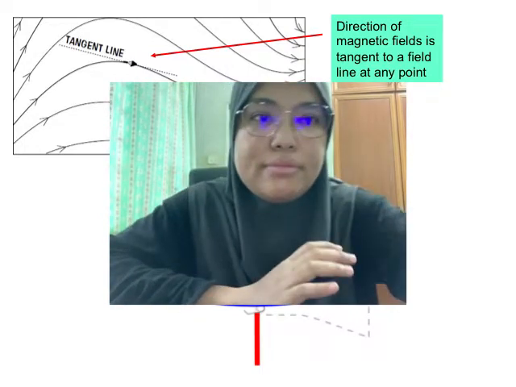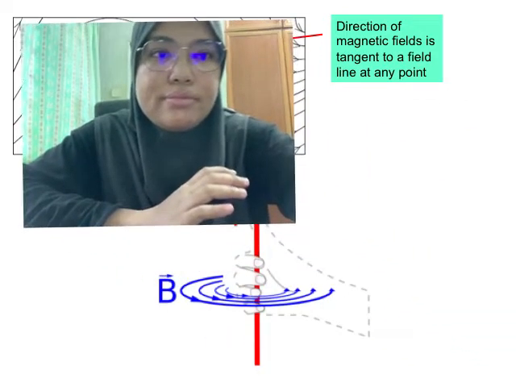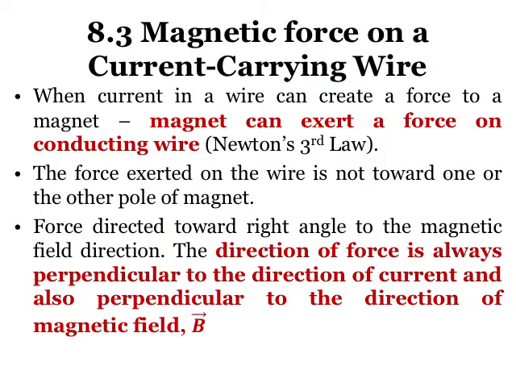Okay, I already showed you how to use your thumb and your fingers to decide the direction of the magnetic field or current. Let's proceed to the next one. Before this we talked about current and magnetic field, which means that the current can produce a magnetic field.